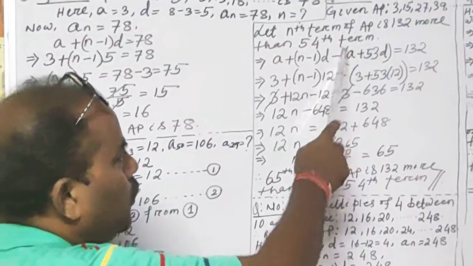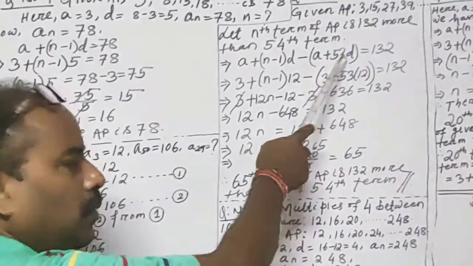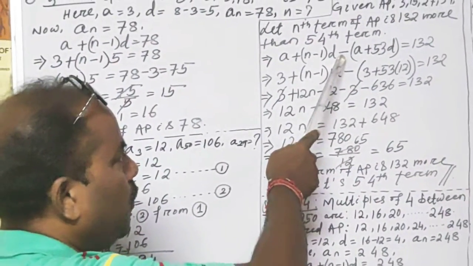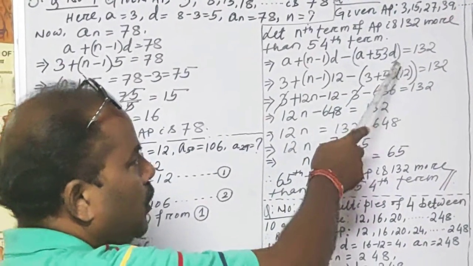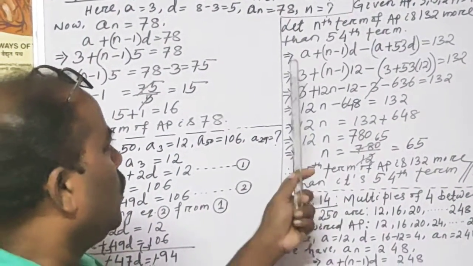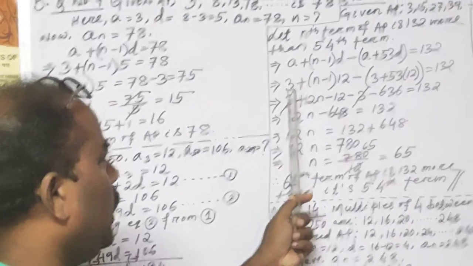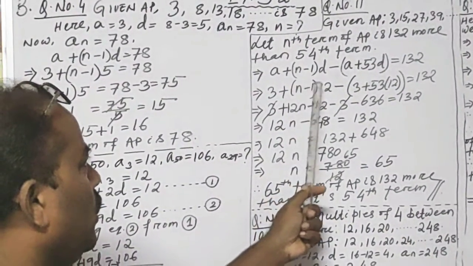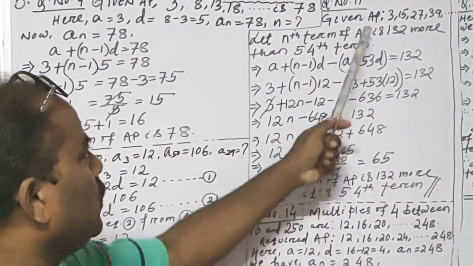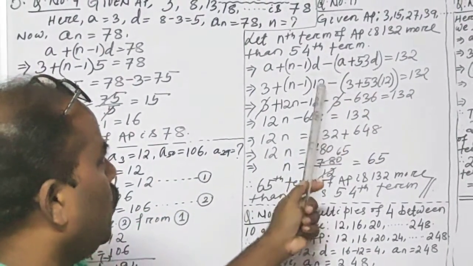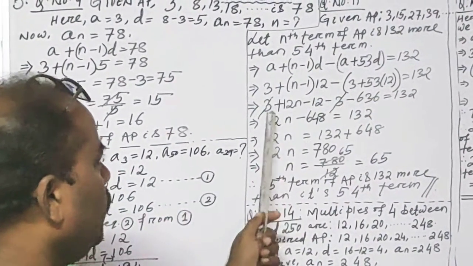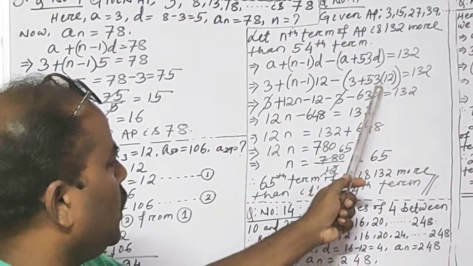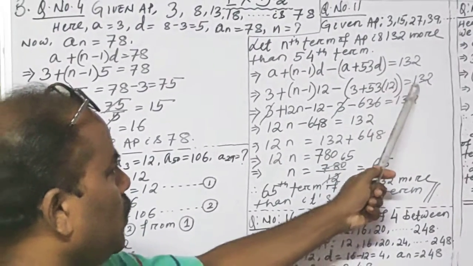Before that, we have to put the bracket because this is a binomial term. As the sign outside is minus, we have to put it into the bracket. Then we have to solve. For A we put 3, plus n minus 1 into 12. D is equal to 12 because 15 minus 3 is equal to 12. A is equal to 3 here. Minus, 3 plus 53 into D, which is 12, is equal to 132.